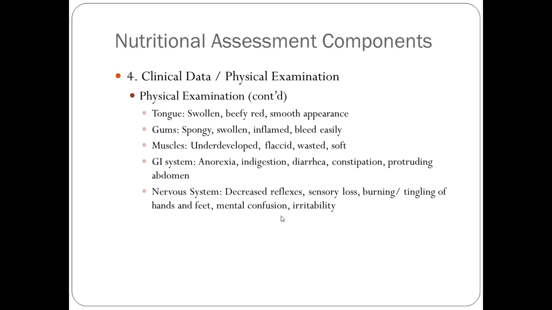Muscles are going to appear wasted, they're going to be soft, flaccid. GI system, they're going to have anorexia, they're going to complain of heartburn, diarrhea, constipation, and that belly is going to look like a toddler's, like their belly when it was protruding as a kiddo. You're going to see that. If you've ever seen those commercials on TV that talk about adopting a child and feeding them, all their little bellies are just protruding and huge.